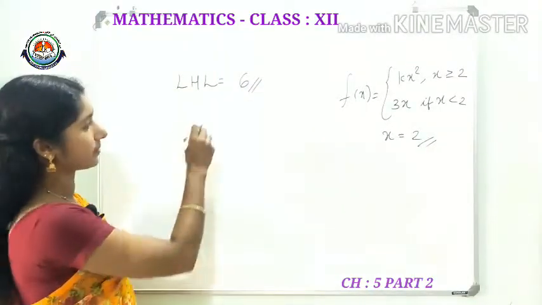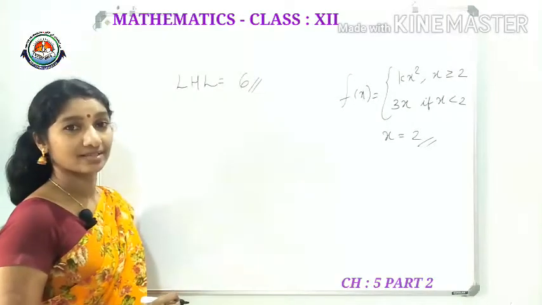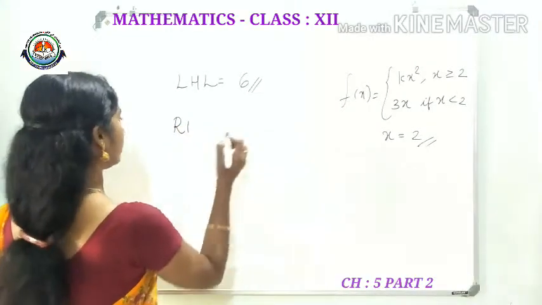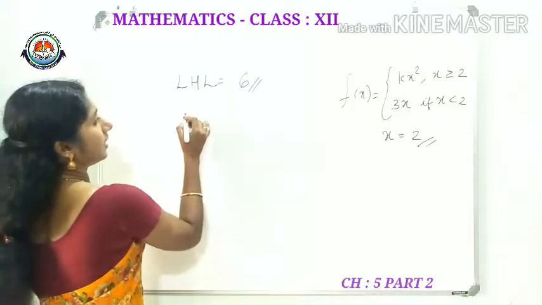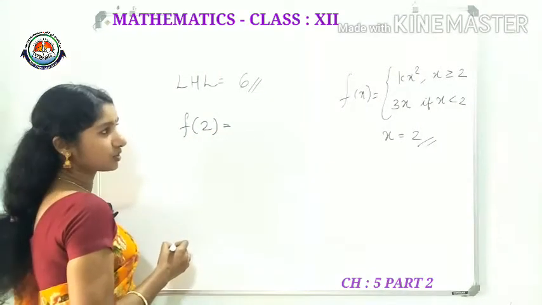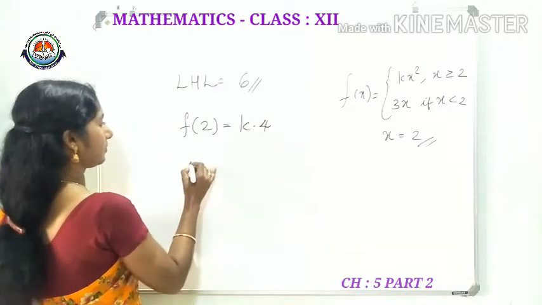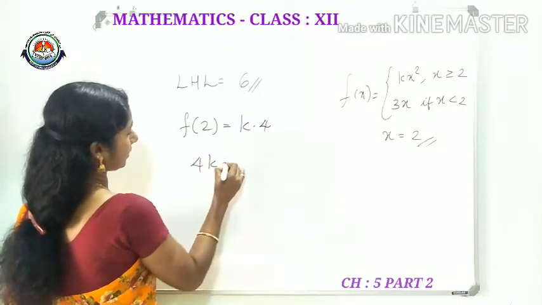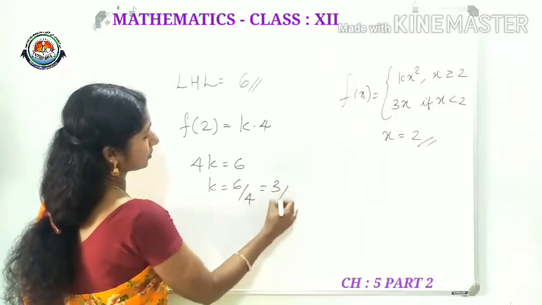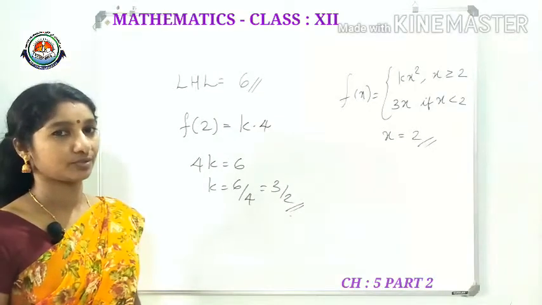You can write that step, I just skipped it. What you will write: limit x tends to 2 minus 3x. So 3 into 2 we will get 6. And the right hand limit will also come 6 itself. And the function value at x equal to 2, that means f of 2 equal to k into 2 square, that is 4. So we are getting 4k equal to 6. So k equal to 6 by 4 equal to 3 by 2. So we got the value of k equal to 3 by 2.